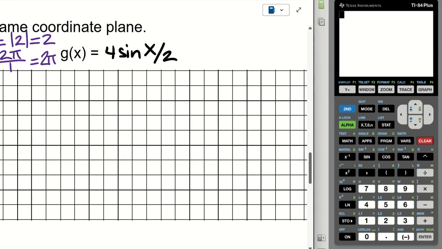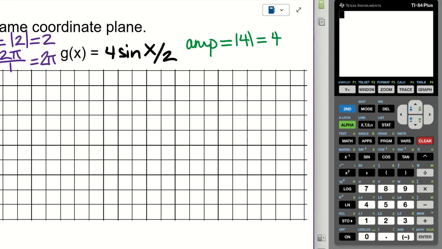Okay, and then in a minute, we're going to graph g of x. So again, I want my amplitude and period. So the amplitude this time is going to be the absolute value of 4. So that's just 4. So it's going to go up to 4 and down to -4. My period is 2 pi divided by the number that's attached to x.